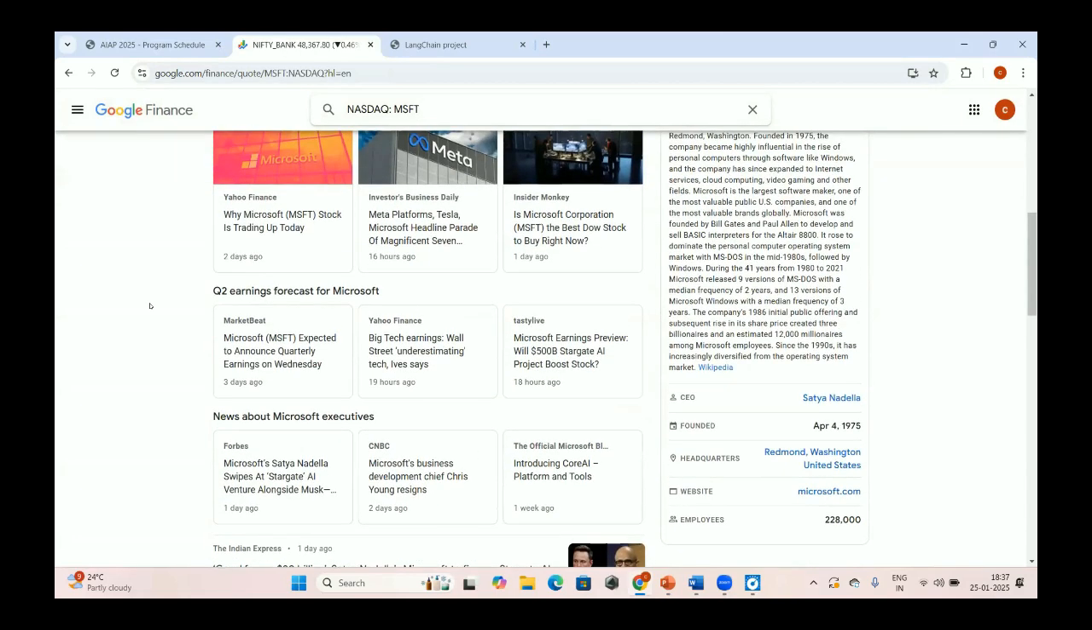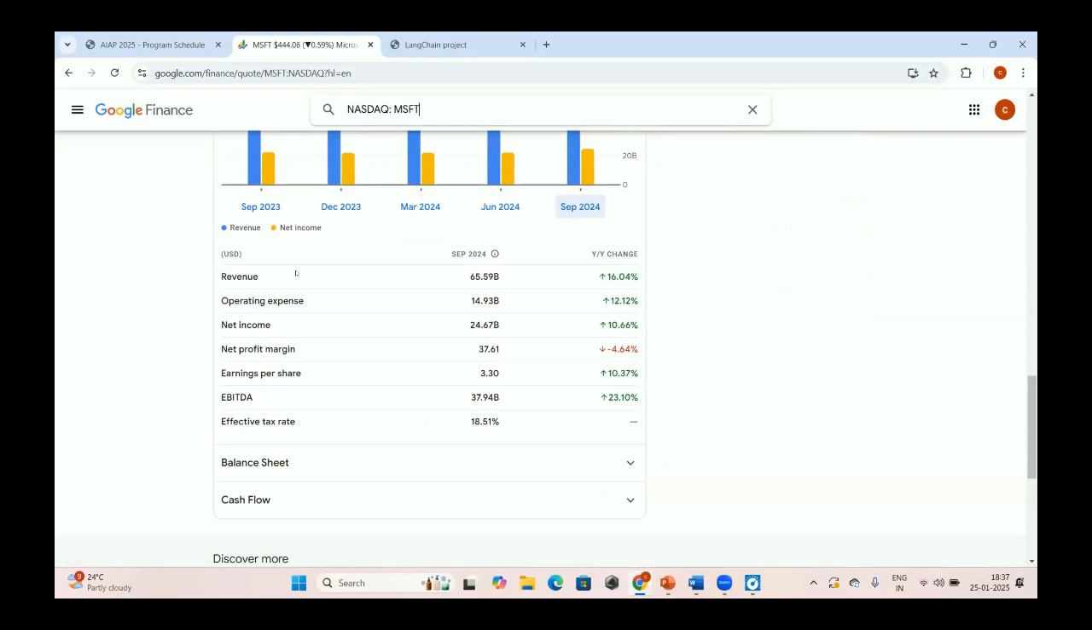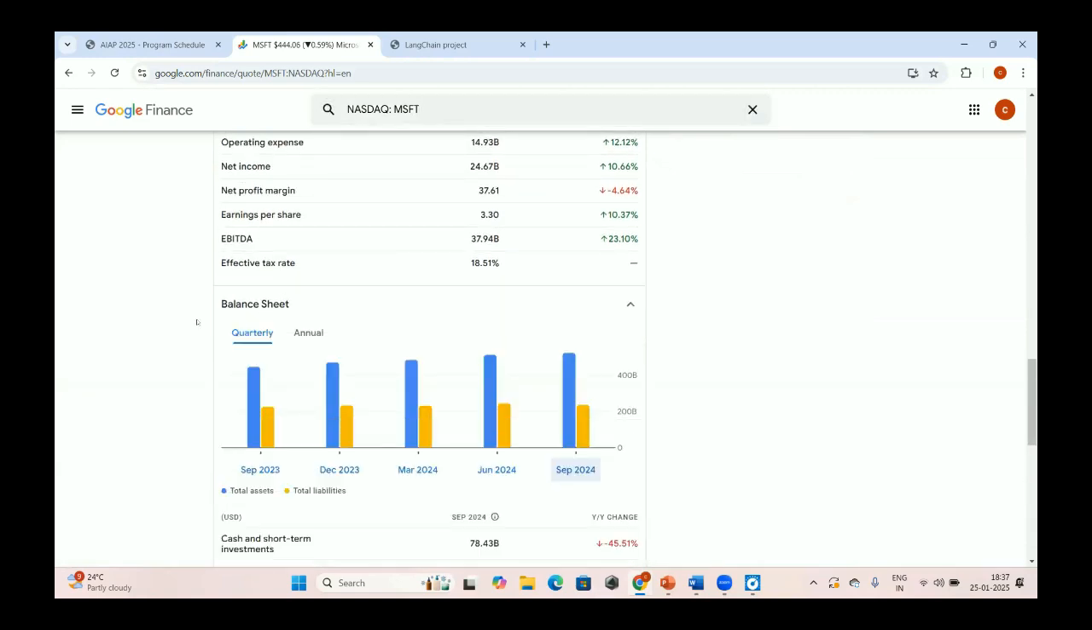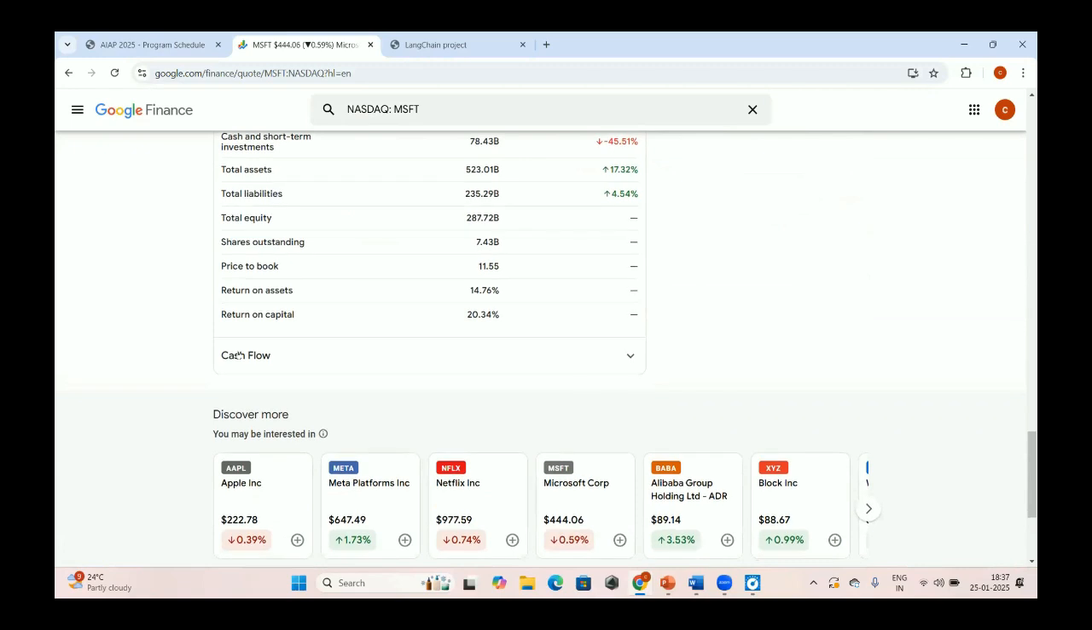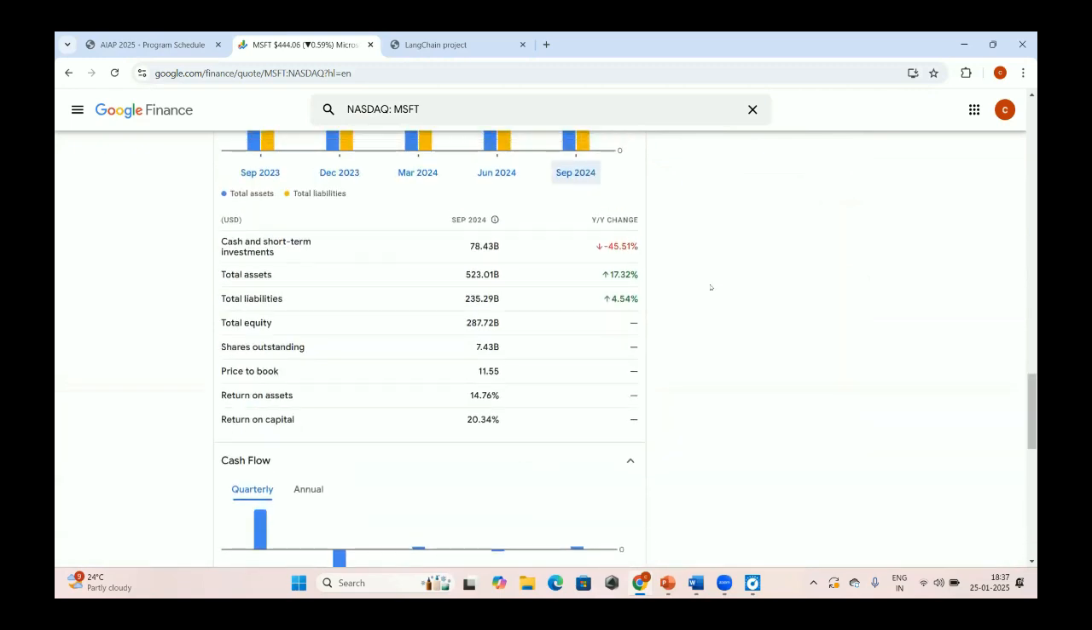First, there are a couple of news items, Meta platforms, Microsoft headline parade, etc. You have to go through all of these to understand what is happening with this business. Then majorly you will have to understand all of these metrics that we see: revenue, operating expense, net income, profit margin, etc. And then we have the balance sheet analysis that you have to do, and then we have the cash flow statements as well.